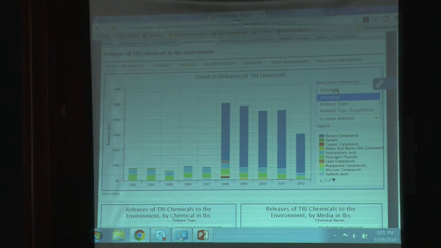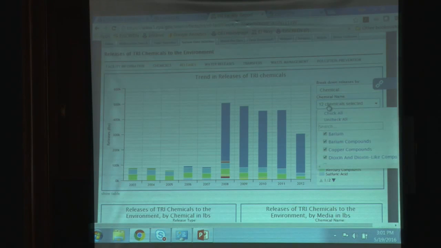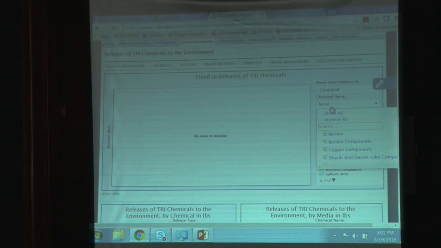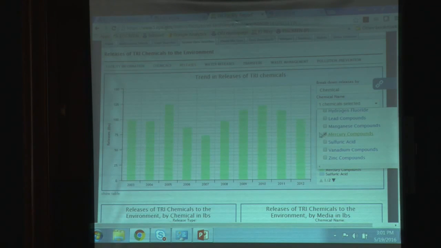And we can also go through these one at a time. So I'm going to just uncheck all of these. The ones that we talked about at the beginning, one of them was mercury. So let's go and look at that. Look at that. In 2005, there was 125 pounds of mercury emitted from the power plant, which is a powerful neurotoxin that can affect the developmental abilities of especially young children. So even 100 pounds dumped in the community can have a substantial effect.